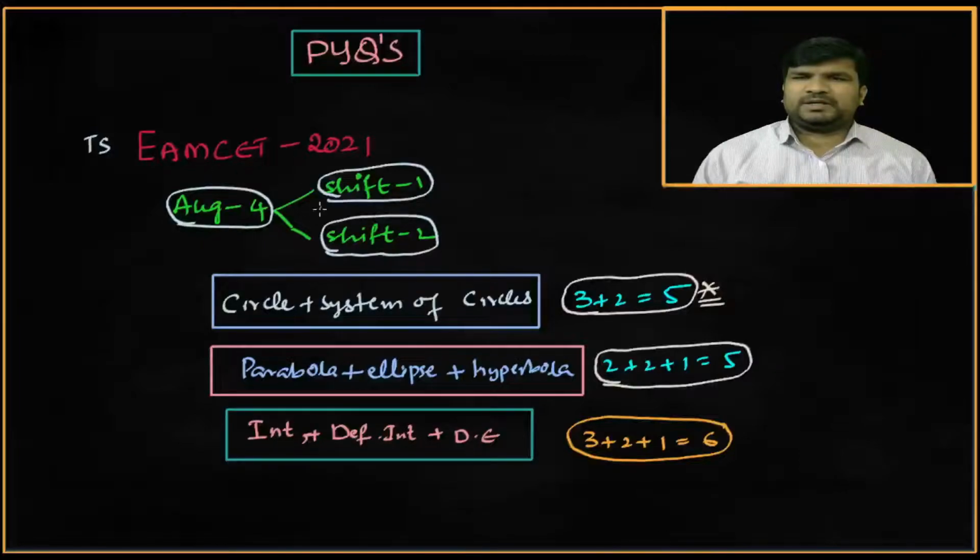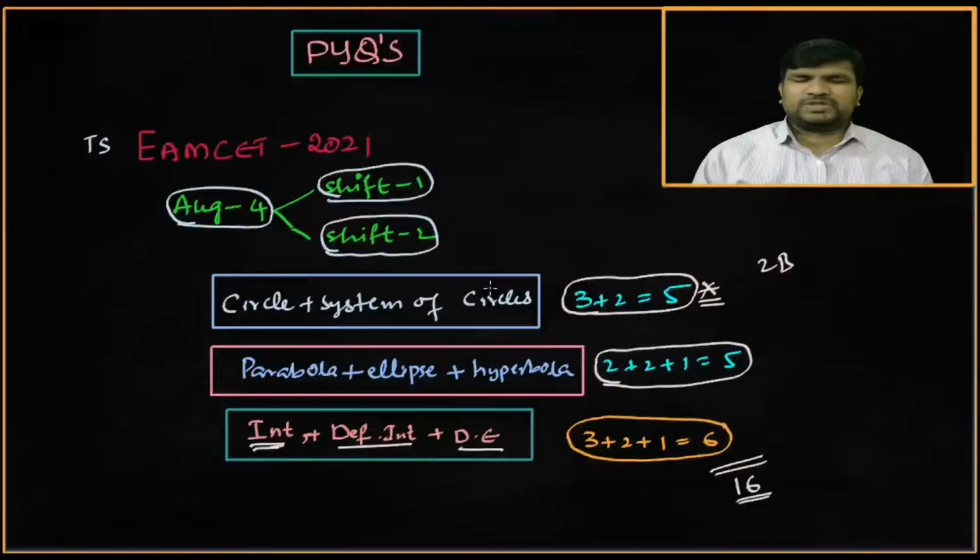In EAMCET, from circle and system of circles, you will get a total of 5 questions, 3 from circles and 2 from system of circles. From geometry, from parabola and ellipse, 2 questions, and 1 question is from hyperbola. So from conic sections, you will get 5 marks. From circle and system of circles, 5 marks. From calculus, from integration 2, definite integral, from integration 3, definite integration 2, and differential equation 1. So total 6. So from 2B, you will get a minimum of 16 marks from Maths 2B.